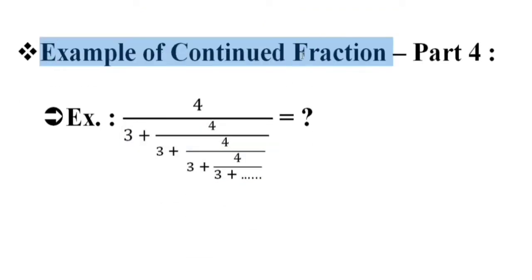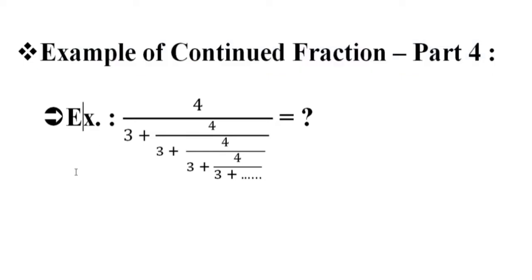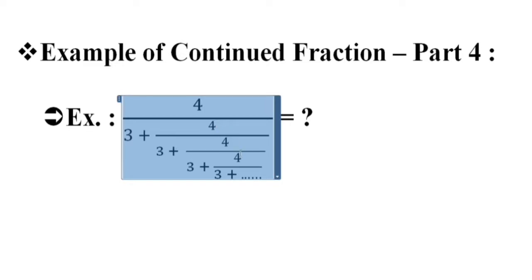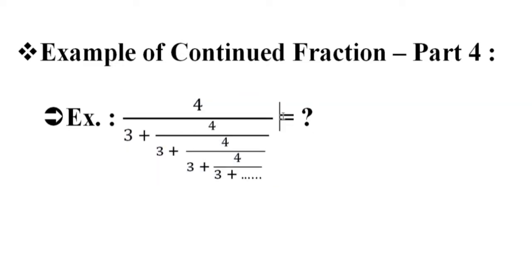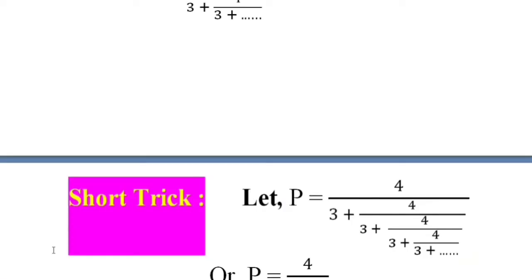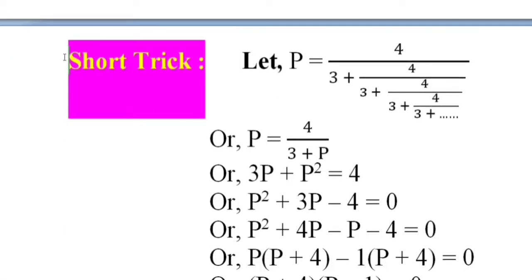Example of continued fraction, part 4. Example: 4 by 3 plus 4 by 3 plus this problem equals what? Short trick: let P equal this problem, or P equals 4 by 3 plus P. 4 by 3 plus the same problem. So we write P.